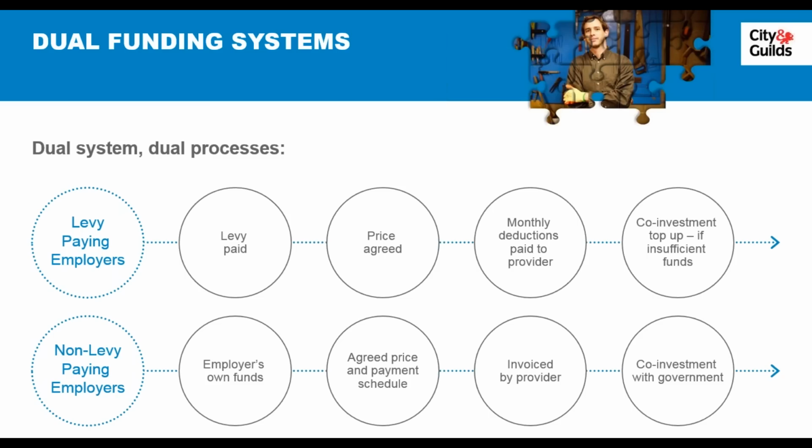So for levy paying employers, the first levy payment will come out in April. And based on their annual levy contribution, that will be spread out across the course of 12 months. As you start to have conversations with your levy employers, you will need to agree a price per standard or per framework, whatever it is they're going to be offering or what you're going to be offering. And then those monthly deductions will come out of that levy account, paid from the SFA directly to the provider.